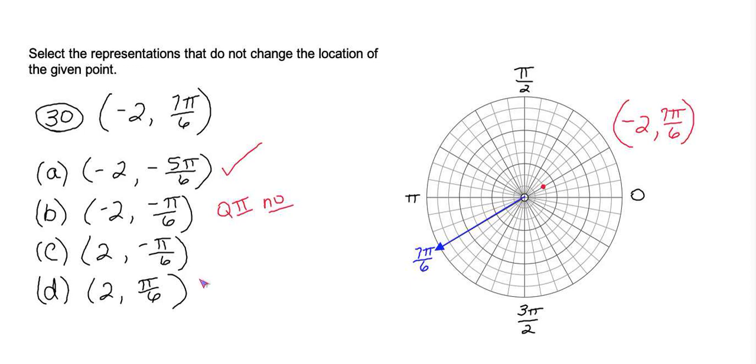On the C, 2, -pi over 6, well, -pi over 6 again, that's going to be in the fourth quadrant. If we go +2, that stays in the fourth quadrant. So, our point is in the first quadrant. So this is also a no for me. Now the final one is pi over 6, which is here in the first quadrant, and we're going out 2 from that. So yes, that is a great way to write those polar coordinates.